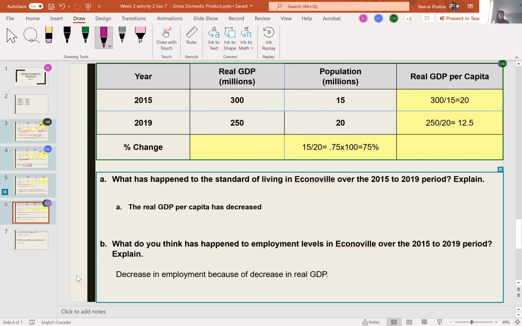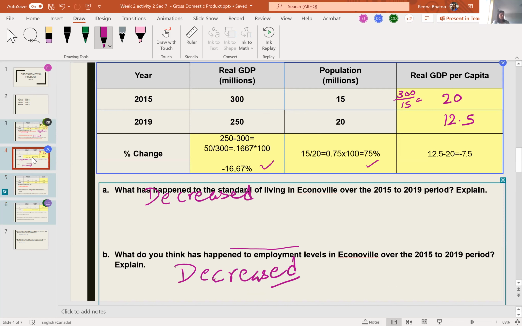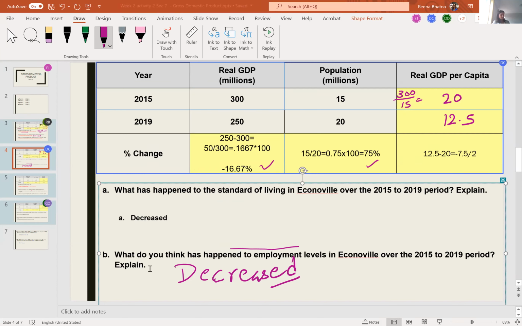Okay, so I guess you can fix these ones now, right? This is done. And this, would it be okay? I guess I did something wrong in here. Let's type it. Decreased. Okay.